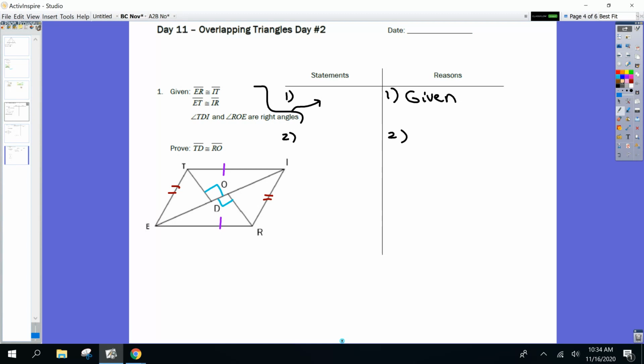Okay, everyone ready to roll here? I want to get going. I know we only have 3, but they're probably going to take us most of the time. All right, let's look at the proof statement. I'm asked to prove segment TD congruent to RO.